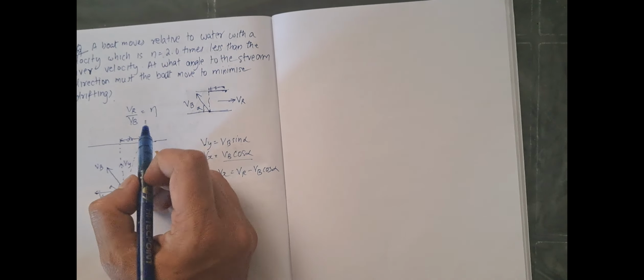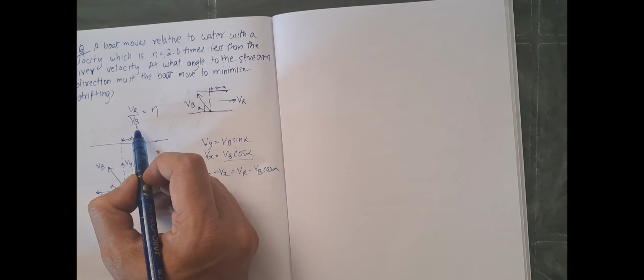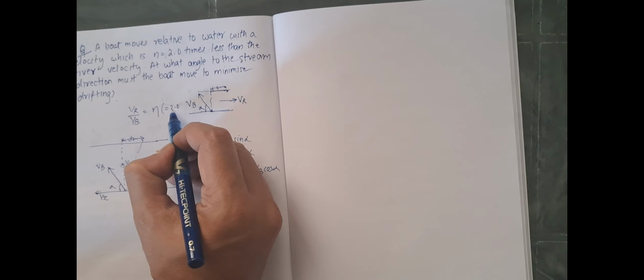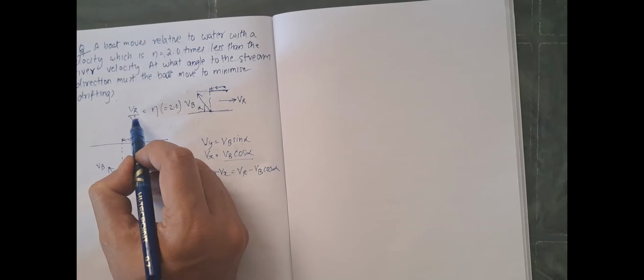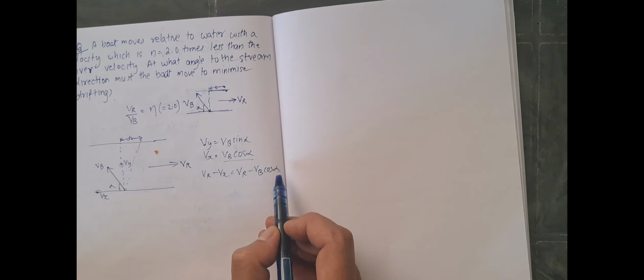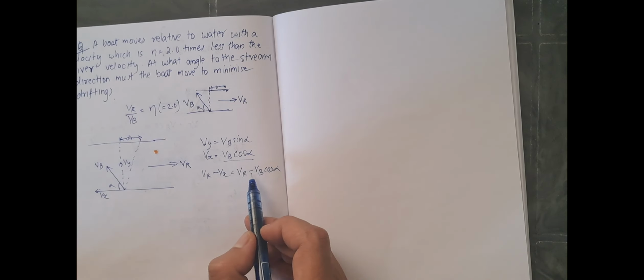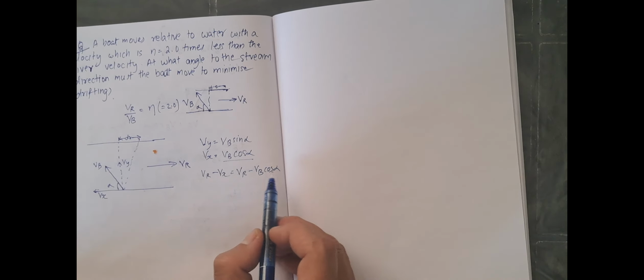You already know that Vr is double of Vb, so n is 2. Vr is double of Vb, so Vr is more than Vb. Cos alpha is something less than 1. So Vr minus Vb will be something actually.